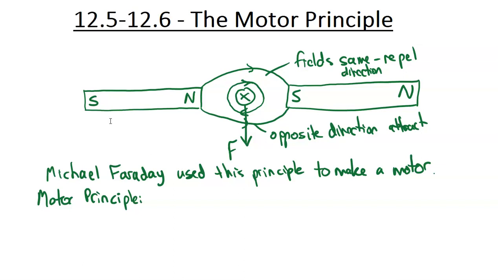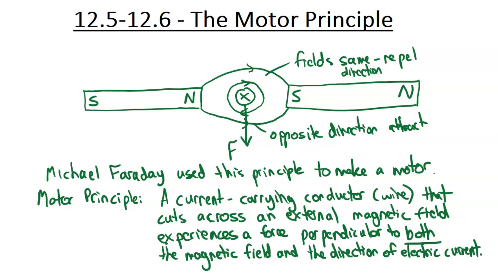So I'll write that down here. Pause the video, and you can write that down as well. The motor principle says a current carrying wire, a current carrying conductor, that cuts across an external magnetic field, so in the diagram above we have this external magnetic field, experiences a force that's perpendicular, 90 degrees, to both the magnetic field and the direction of the electric current.